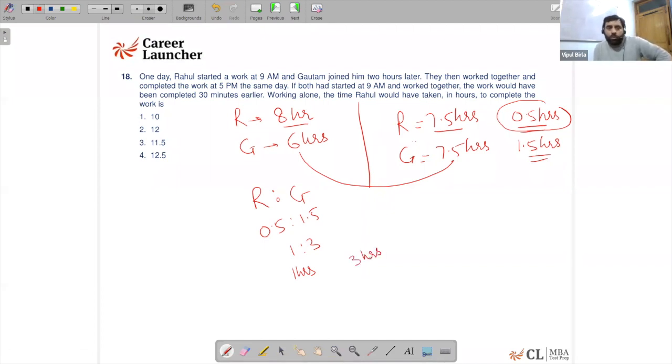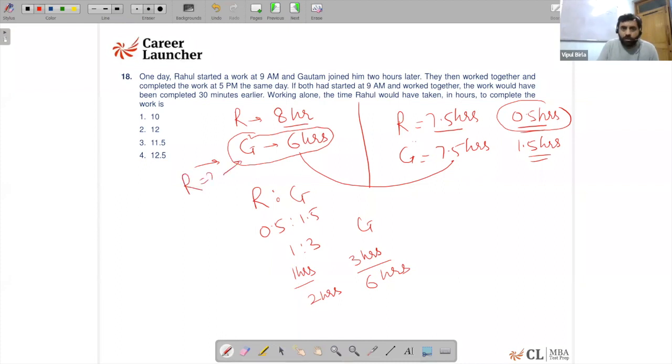So now what we are supposed to calculate is, if Rahul is working all alone, then the total time taken. Now, if Rahul is working all alone, that means the work which is done by Gautam in 6 hours has to be done by Rahul only. Now, we know Gautam's 3-hour work is as good as Rahul's 1-hour work. So therefore, Gautam's 6-hour work will be the same as Rahul's 2 hours of work. So that means this work will be done by Rahul in 2 hours.